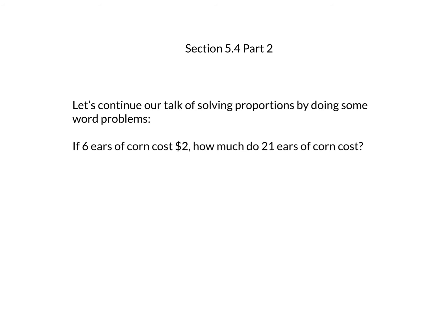One way to do this is to set up a proportion, comparing the number of ears of corn to the cost. So I'm going to say I have 6 ears that cost $2. The question is, how much do 21 ears of corn cost? So I'll put 21 on the top because the number of ears is on the top. I don't know what the cost is, so I'm going to put an X.